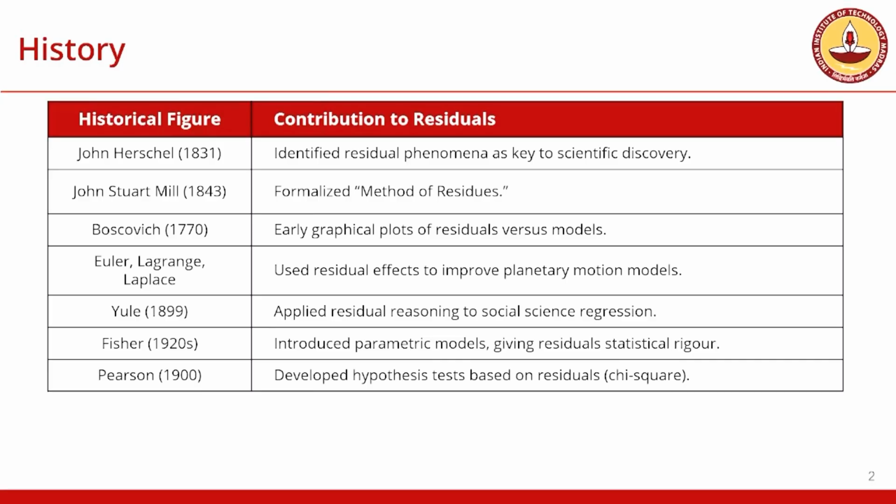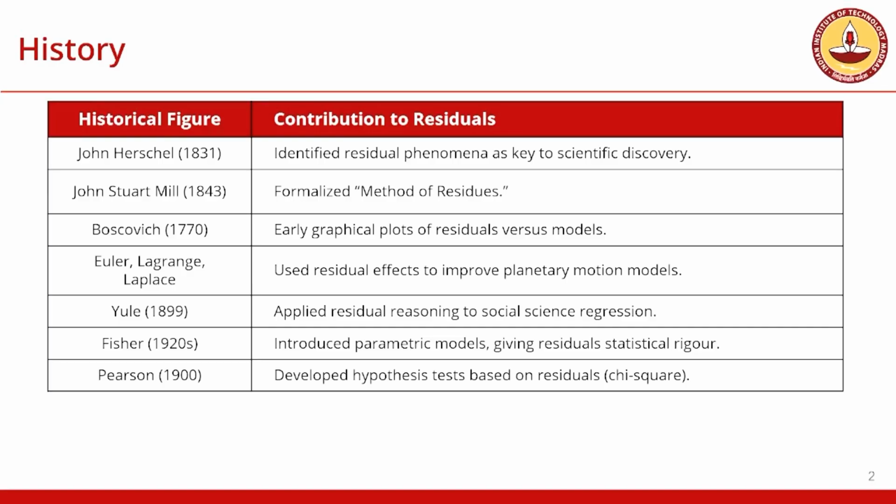Inspired by Herschel's work, in 1843, John Mill formalized this method as one of the four fundamental methods of experimental inquiry. Mill recognized the power of focusing on residuals to uncover hidden causes in nature that might not be initially obvious.